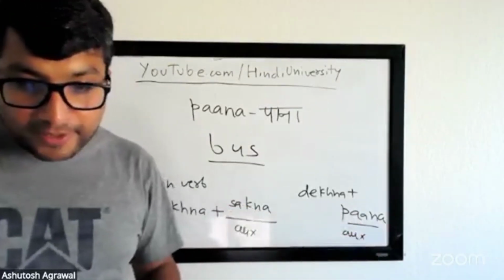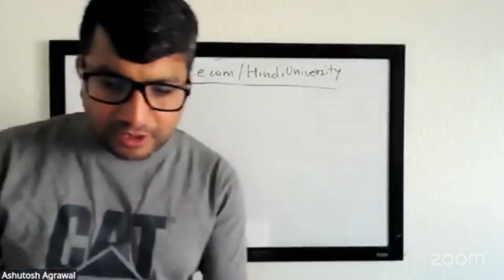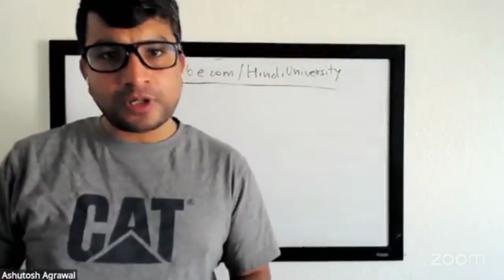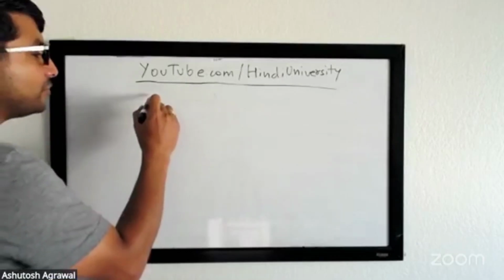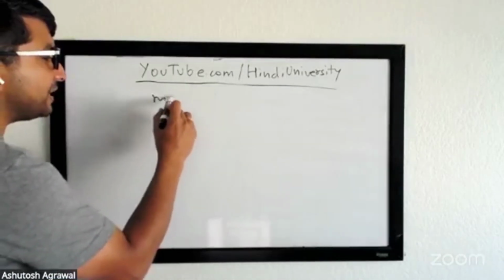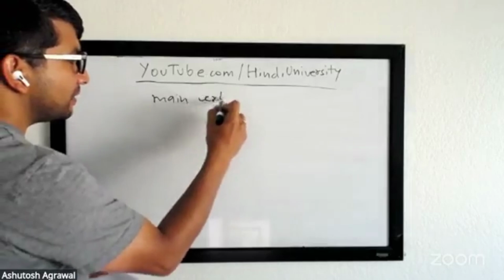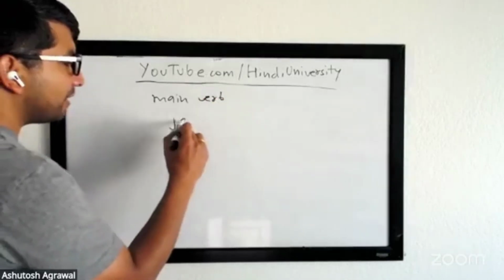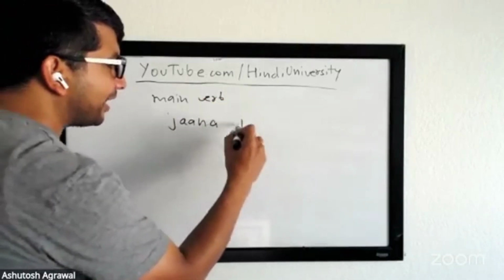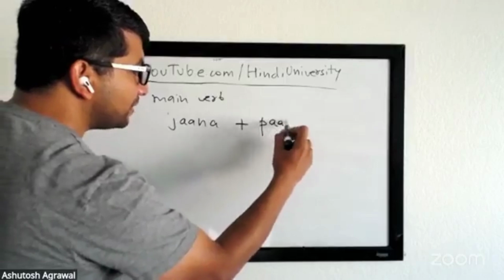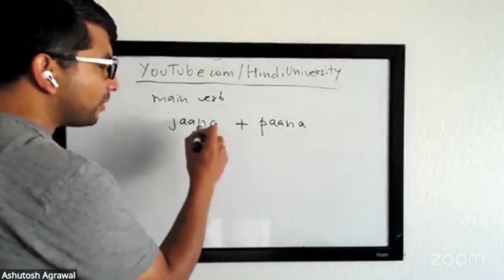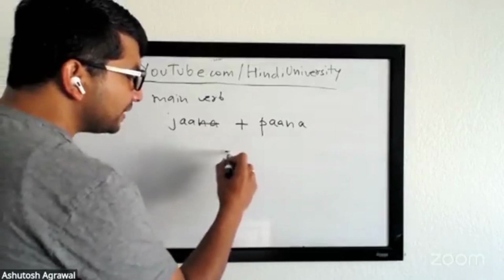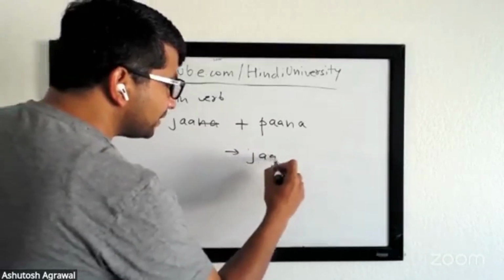using Paana. So Paana in general can be used both as a main verb or as an auxiliary verb. When you say auxiliary verb, you already have a main verb here, such as jana, and after that you use Paana along with it. When you use it with the main verb, you remove the na and you are left with ja Paana.